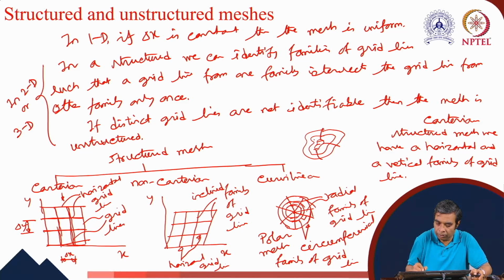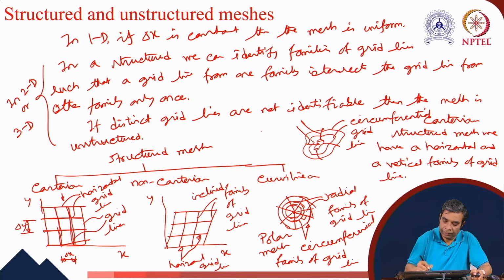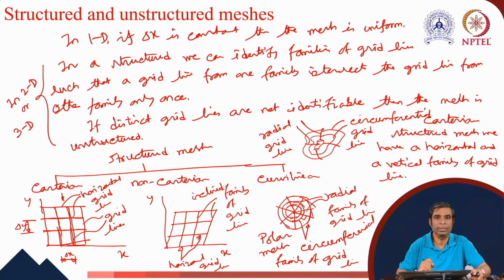Now for the curvilinear structured mesh, we can give one more example here. So this is an example of a curvilinear structured mesh where we have circumferential or tangential grid lines, and these are the radial grid lines. Here I mentioned that the finite difference method does not work on the unstructured mesh. On unstructured mesh, we have to use either the finite element method or the finite volume method.